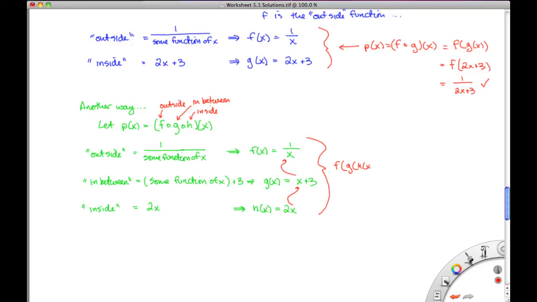So we'd have f composed with g composed with 2x. Well, if we take g, which is x plus 3, and plug in 2x, it's going to give us 2x plus 3. And then f says take whatever your input is and put it under 1. So that's going to give us 1 over 2x plus 3, which is our function p of x, exactly what we wanted. So these would be our three individual functions for that one. Okay, so that takes care of this solution video, and we'll see you all in the next one.